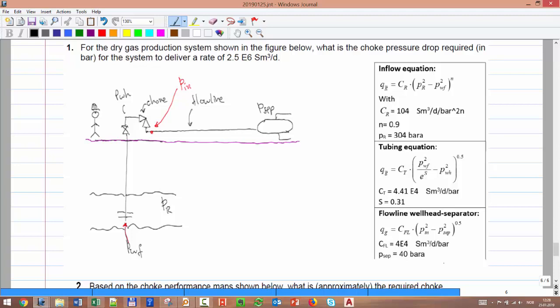Okay, we had the conditions. We have made well testing. We know the diameter of the pipe, the elevation, the depth. We know everything else, and we know probably we will have a choke. So the task was just: what is the choke pressure drop that you require to deliver that rate of 2.5?